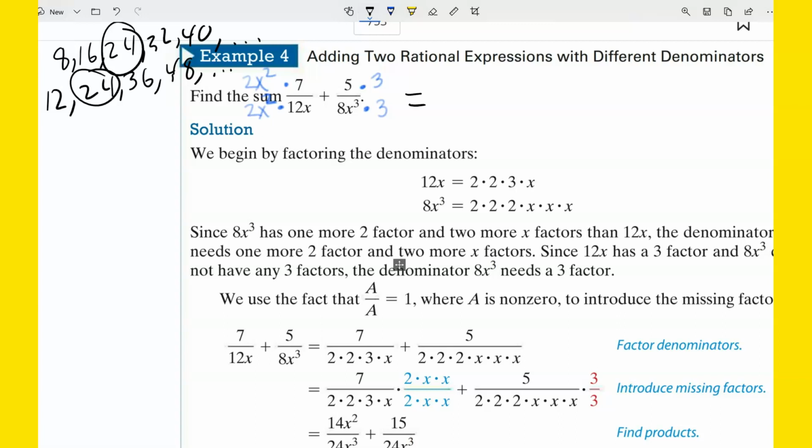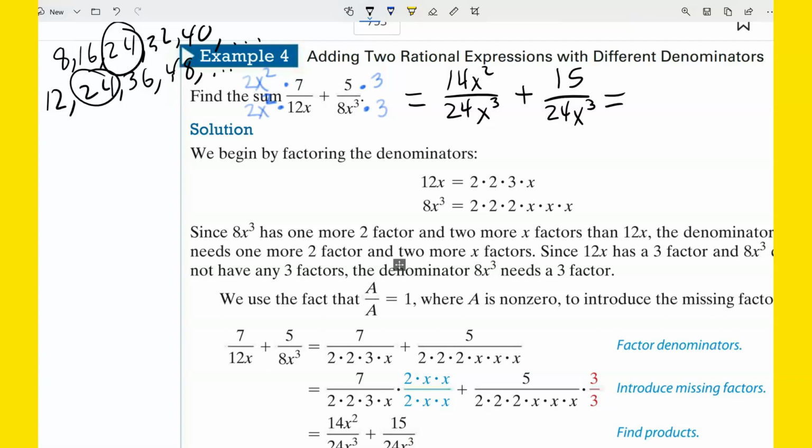So now this becomes, on the top left here, 2x squared times 7 is 14x squared. Over the bottom, 2x squared times 12x is 24x cubed. Plus 5 times 3 on the top right is 15. And 8x cubed times 3 is 24x cubed. So the denominators are the same, as we knew they would be.